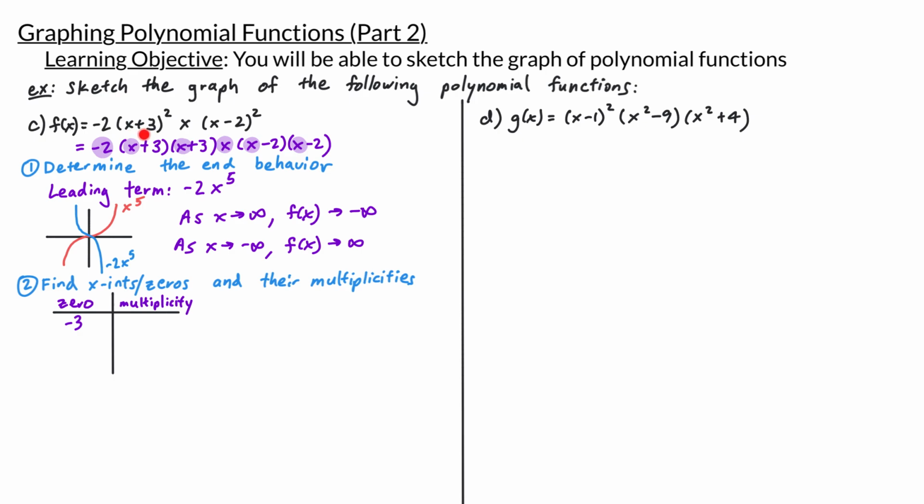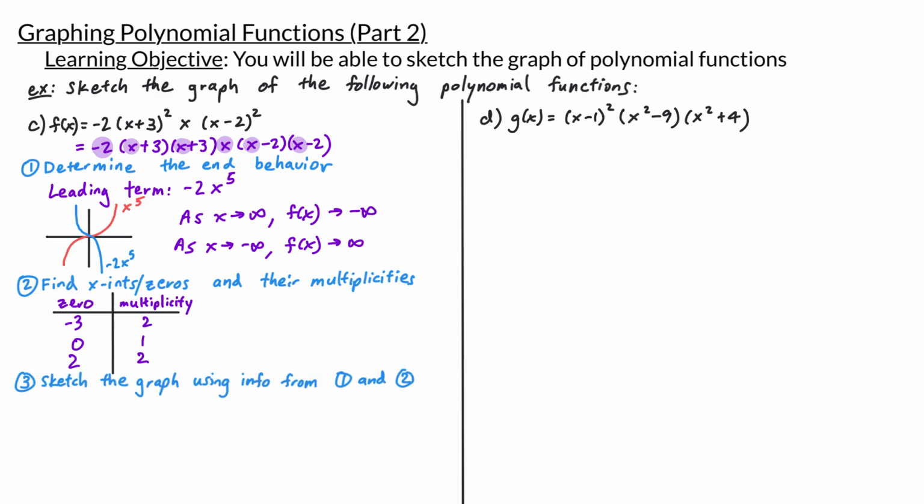And since we have x plus 3 squared, the multiplicity of this zero is 2. Our next factor is just x by itself, but x by itself can be thought of as x minus 0. So 0 is one of our x-intercepts. And since we have just x to the first power here, the multiplicity is 1. And lastly, we have a factor of x minus 2, which tells us that 2 is one of the zeros of our function. And since we have x minus 2 squared, we know that 2 is a zero of our function with multiplicity 2.